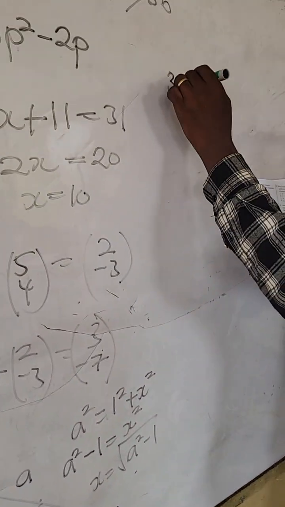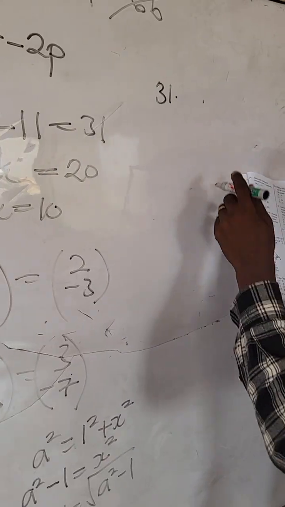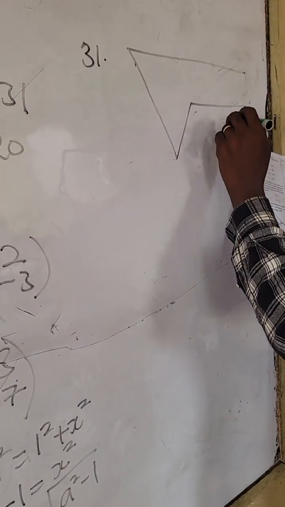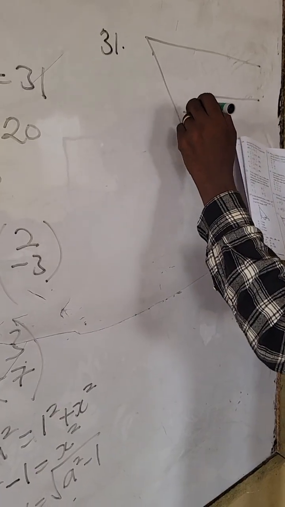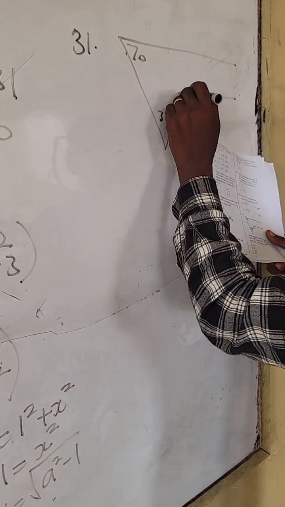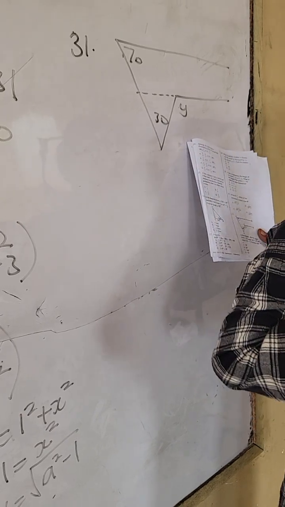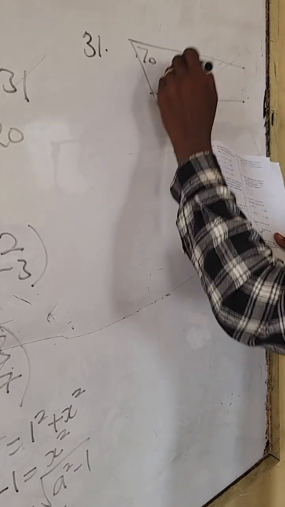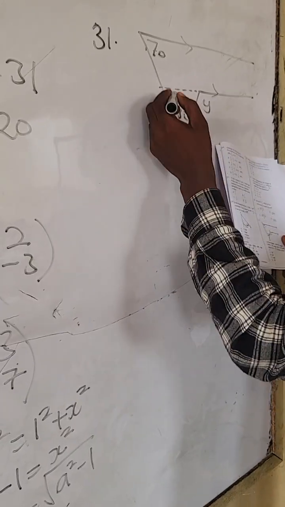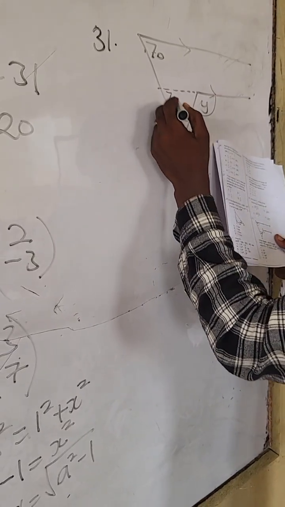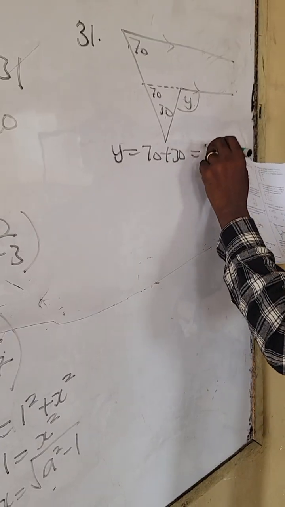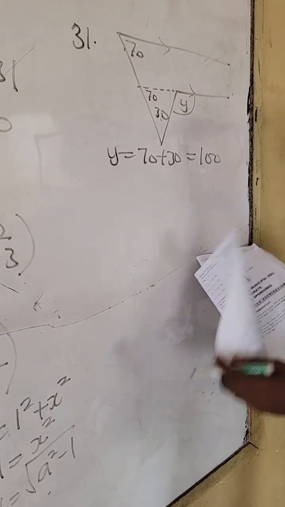31. That's your diagram. There is y here, there is 30 here, there is 70 here. You are finding y. I extend this like this. The 70, this and these are parallel. The 70 comes here. And you know, the sum of two interiors is equal to the opposite exterior. So 70 plus 30 is 100 for question number 31.